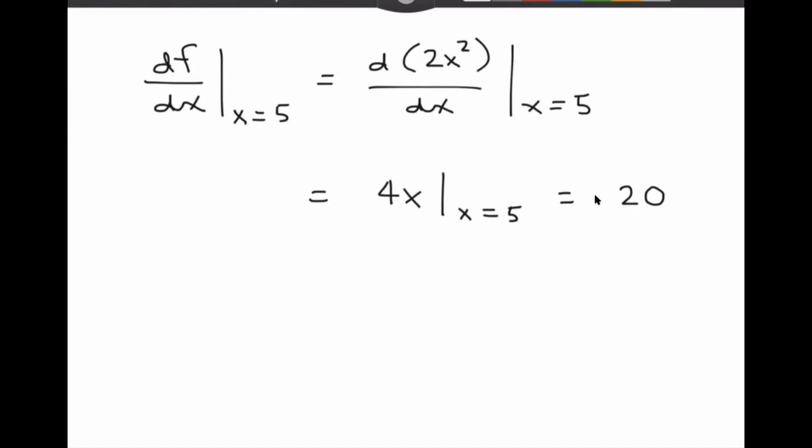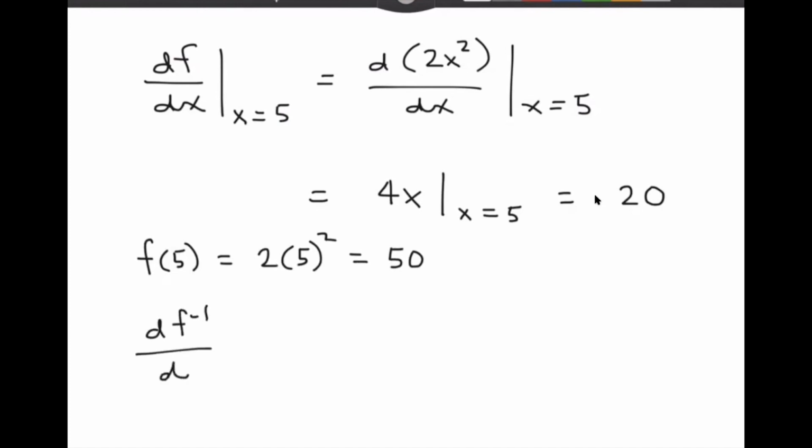So now, let's see, what is f of 5? F of 5 is 2 times 5 squared, which comes out to 50. So when we're comparing the derivative of one function and the derivative of the inverse, when we look at the derivative of the inverse, we're going to be looking at that derivative at x equals 50. Okay. All right, so the inverse function is the square root of x over 2.